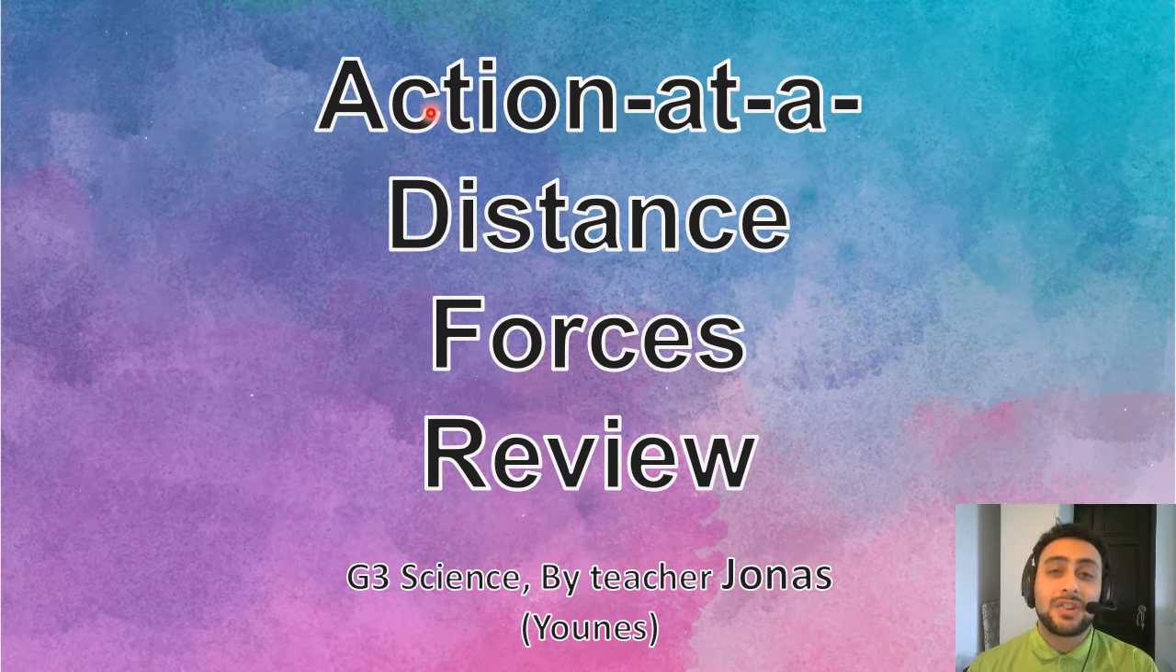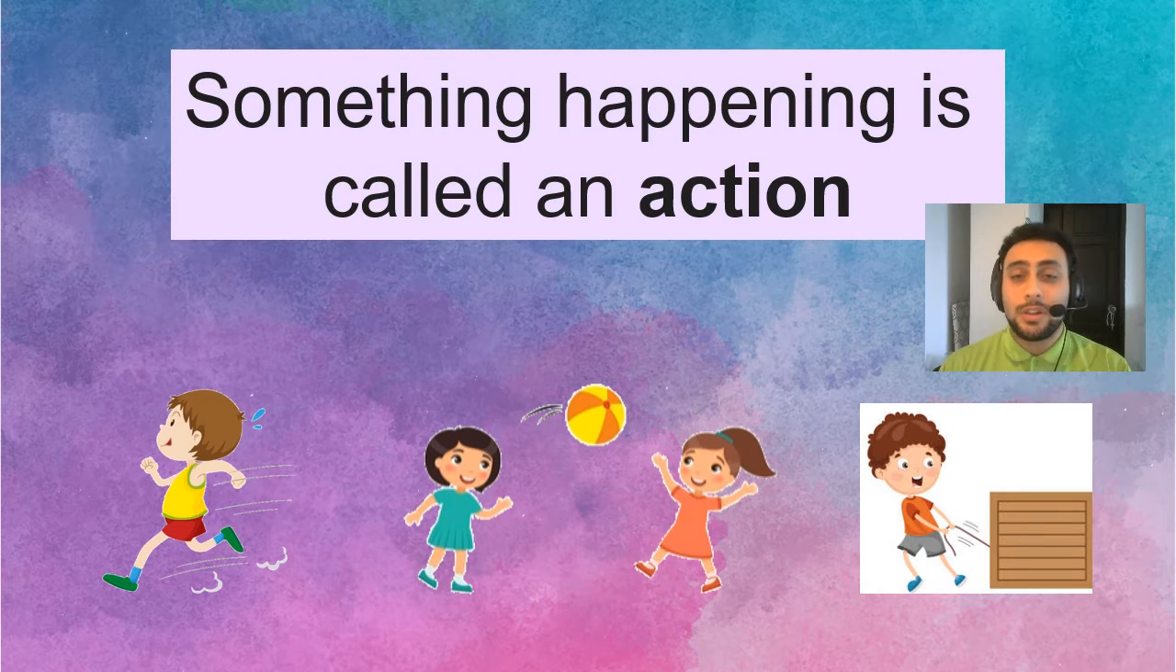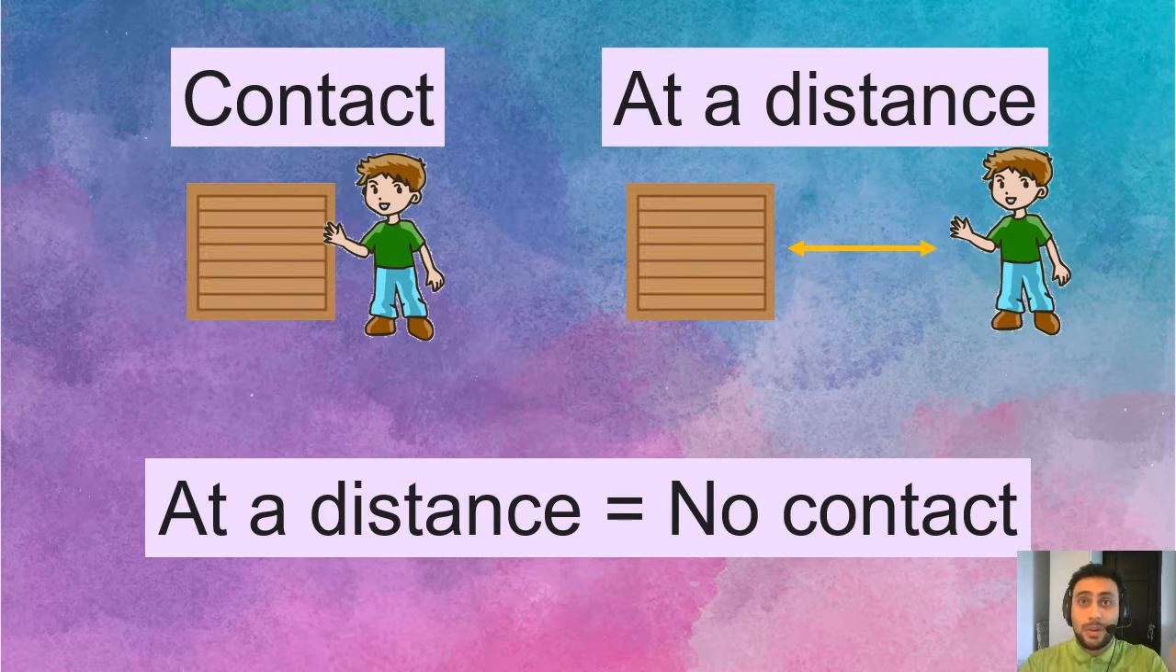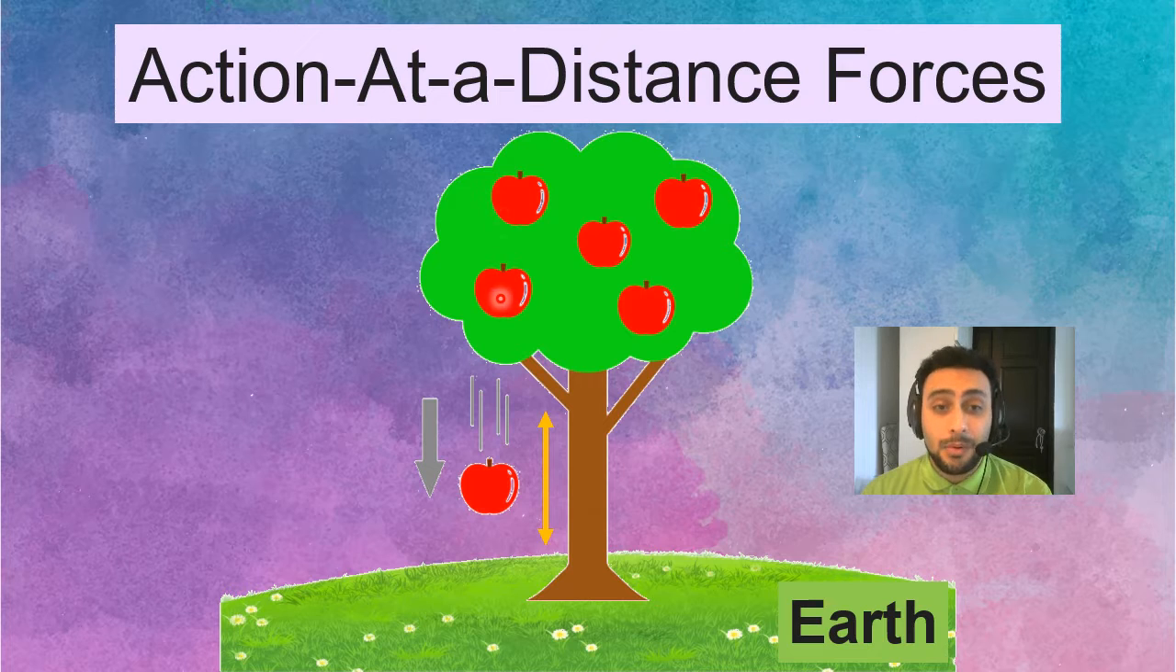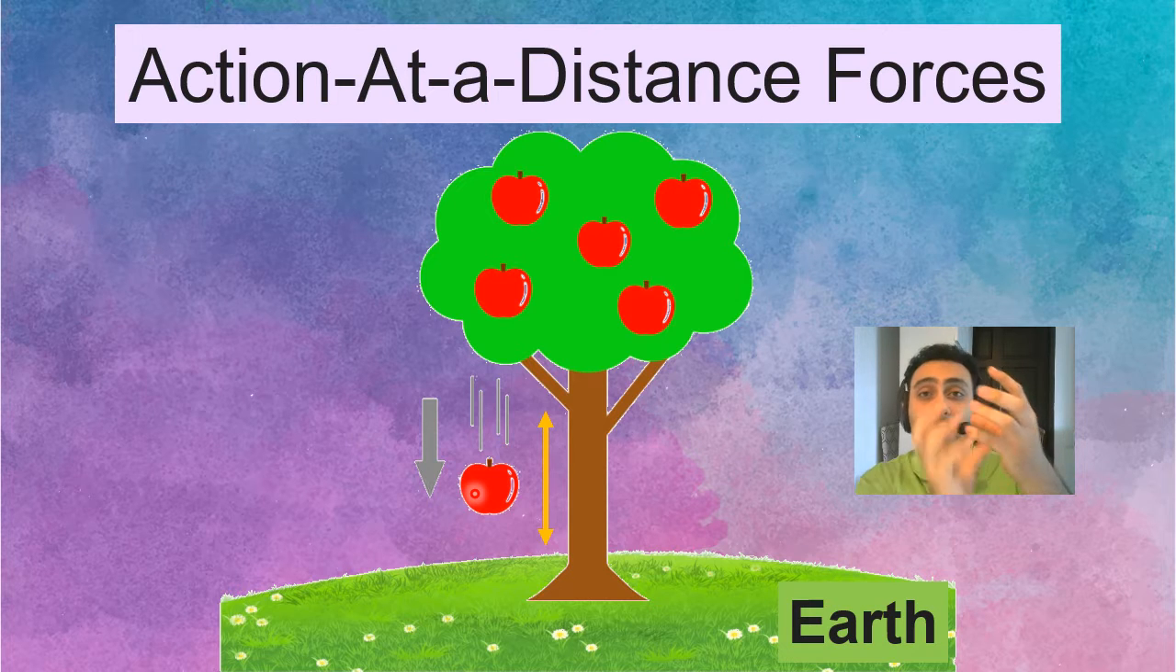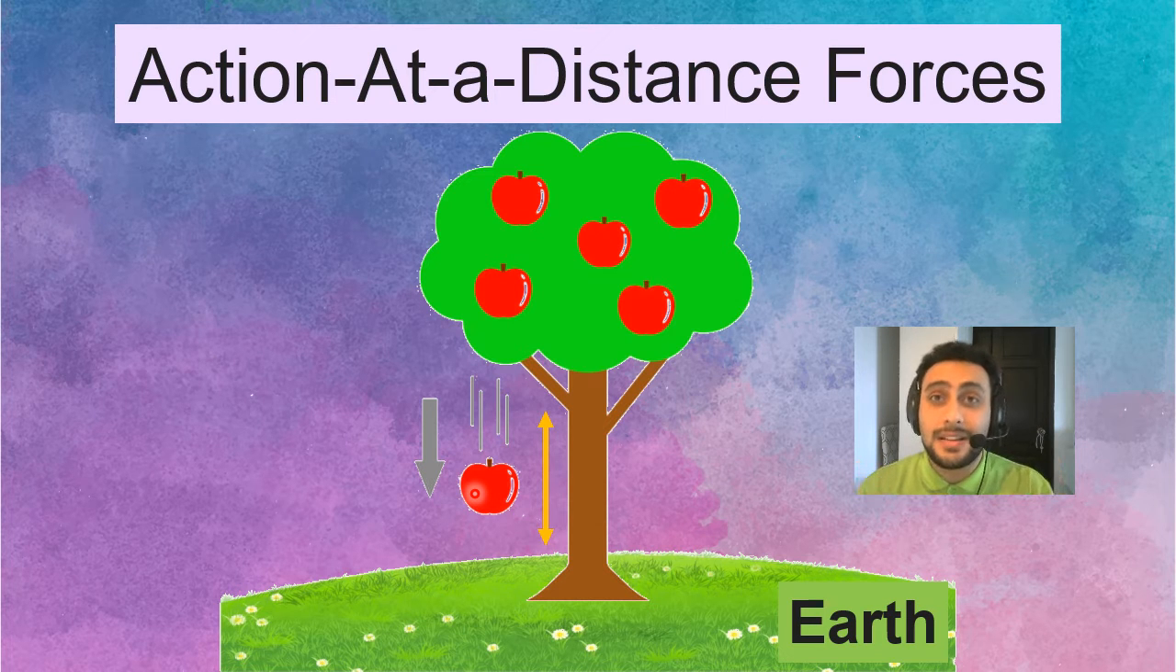First, we learned about action at a distance forces. It means that we learn about actions, which is something happening at a distance. It means without touching. So, for example, push and pull forces require contact, so they are not action at a distance. But apples falling from a tree is an action at a distance, right? Because the tree is not touching the apple to fall down, and the earth is not pulling the apple down, right? So it is an action at a distance force.